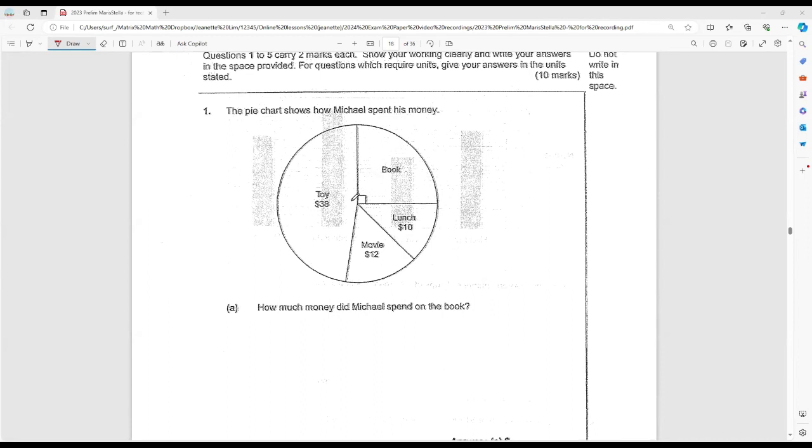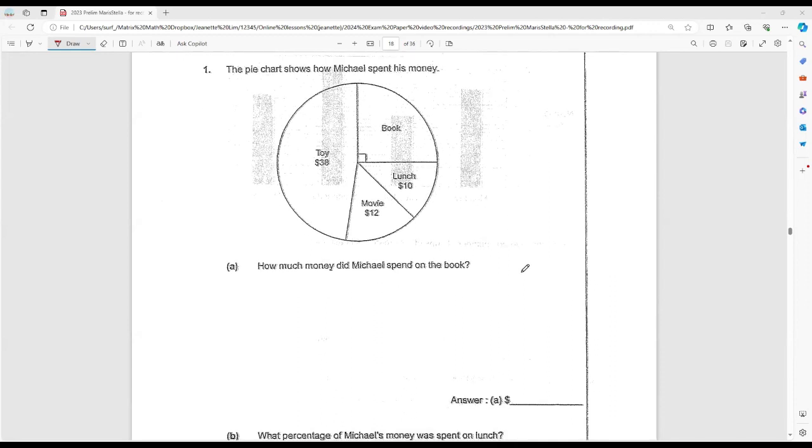Now the book is 1/4 of the whole thing because this is 90 degrees. 90 degrees will be 1/4, which means that everything else will give us 3/4. So to find 3/4 of the total, we will add 38, 12, and 10. So this will give us 60.